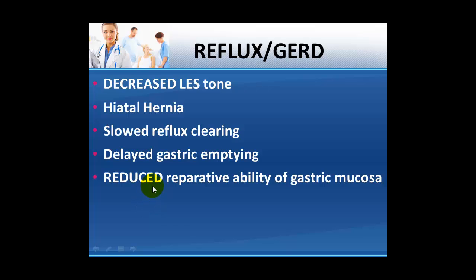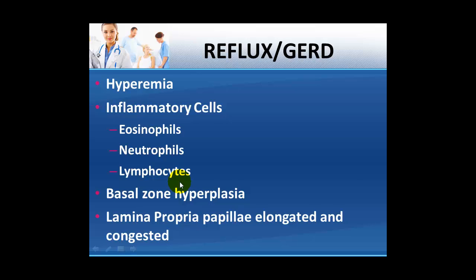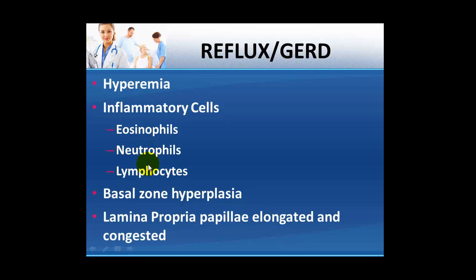In some cases, you may have a reduced reparative ability of the gastric mucosa, which will also lead to reflux esophagitis. There will be eosinophils, which will be followed by neutrophils, and then some chronic inflammatory cells in the form of lymphocytes will be seen. Certain reparative changes in the form of basal zone hyperplasia, because the upper zone is being sloughed off, or is having a lot of inflammation and injury, so the basal zone will undergo hyperplasia, and there will be some lamina propria papillae elongation, which will also be congested in the form of hyperemia.